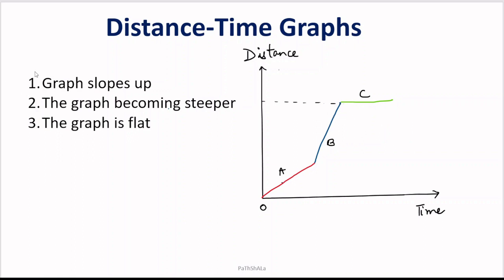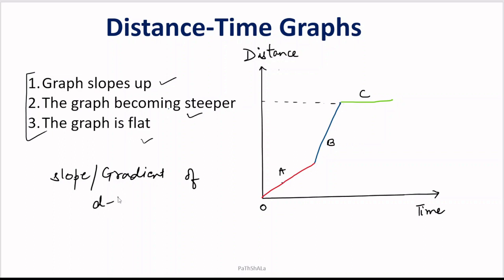So we can divide the graph into three parts: sloping up, becoming steeper, and flat. The steeper the slope, the more the speed. The slope, or we can say the gradient, of a distance-time graph gives you the speed of an object. Steeper the graph, more the speed. Less steep, less speed.